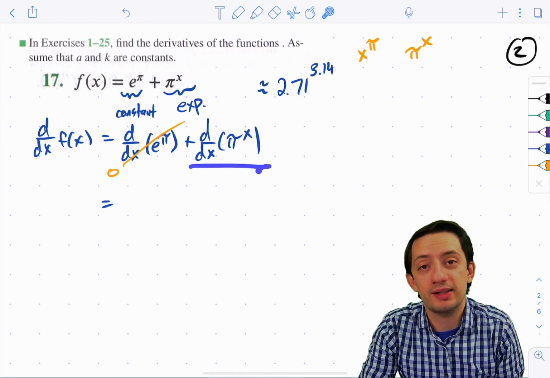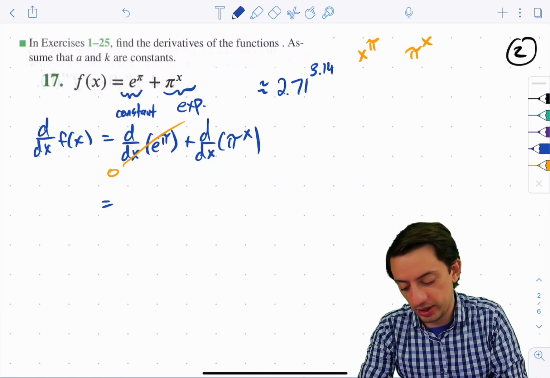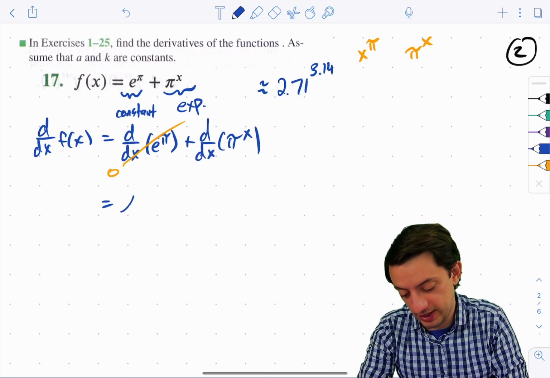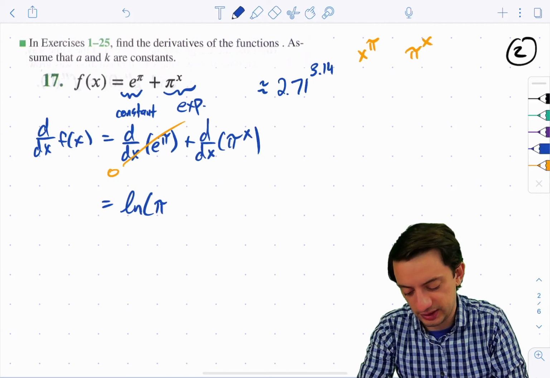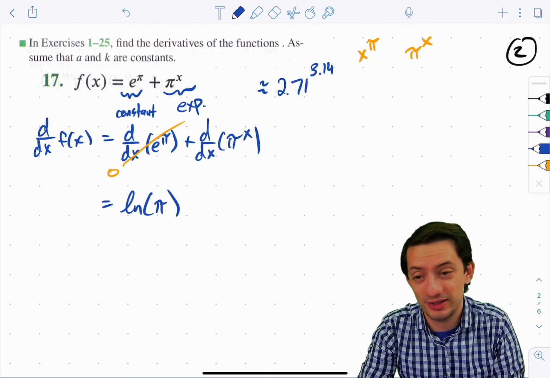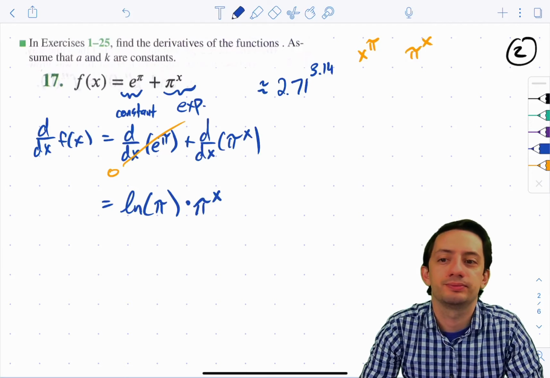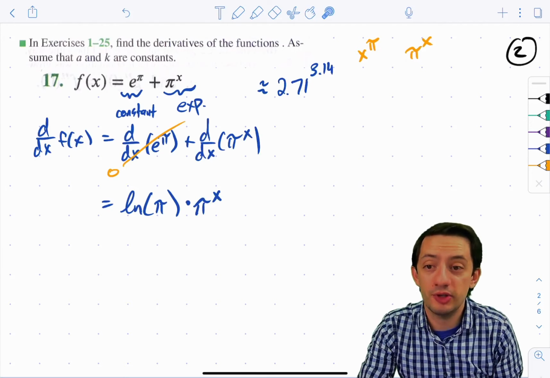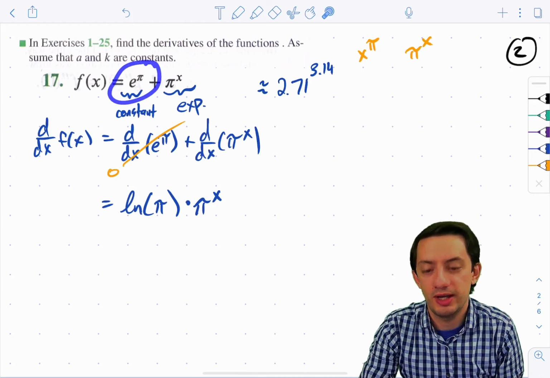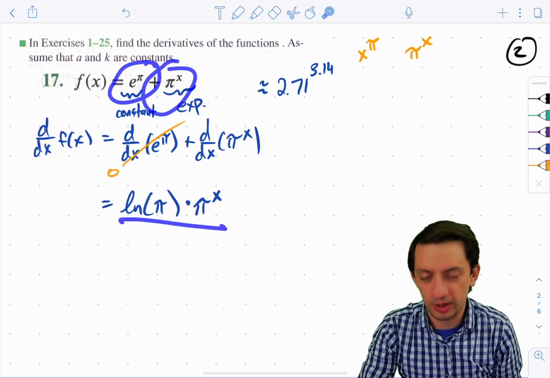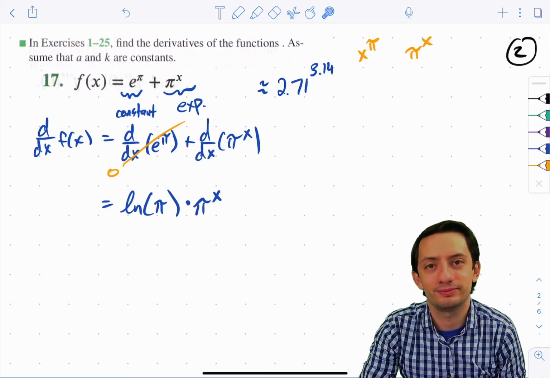So it's just like 2 to the x, except instead of 2, we have a different constant. We have pi. So the formula applies as normal. The derivative is the natural log of the base, the natural log of pi, whatever that number is, times the exponential itself, pi to the x. Okay, so that's it for this problem. We had a constant that disappeared, and we have an exponential where we just applied our rule.